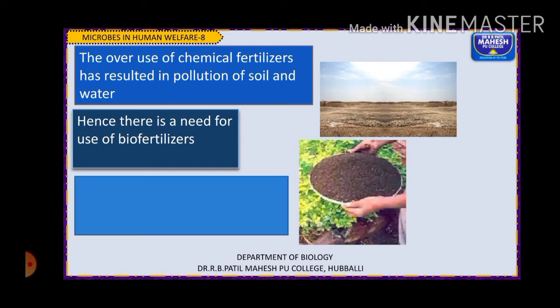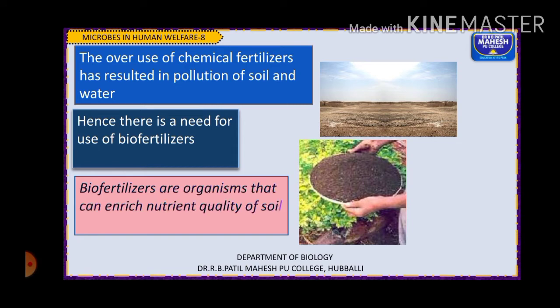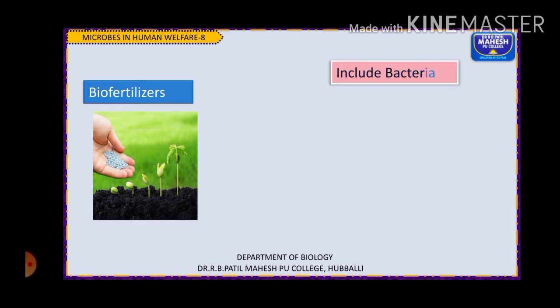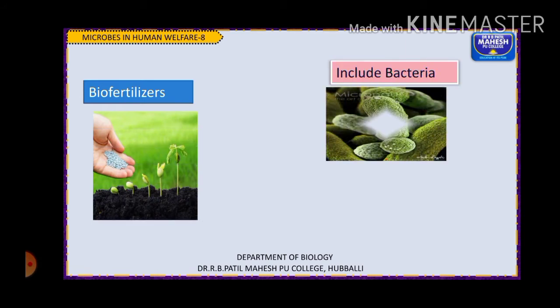Biofertilizers are organisms that can enrich the nutrient quality of soil. Bio means living organisms, right? So here we use certain living organisms to increase the fertility or the quality of soil. The main sources of these biofertilizers include bacteria and cyanobacteria. Certain fungi are also used. Let us study the use of these different biofertilizers one by one.